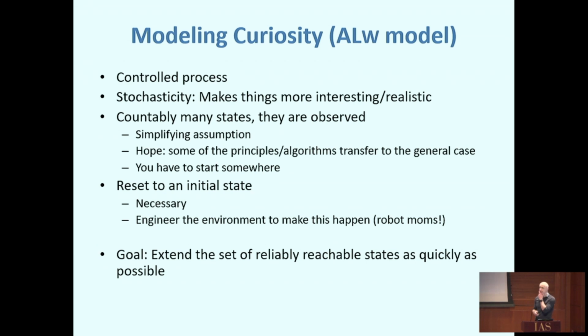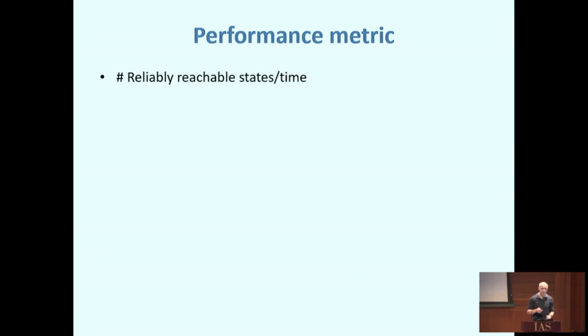All right. And so what's the goal? So you can formalize the goal of a curious agent living in this controlled Markov process as the goal of discovering the set of reachable states. And if it's doing its job well, then it should be doing this discovery process as quickly as possible. All right. So what's the performance metric? This is a bit complicated. So at the high level, you want to maximize the number of reliably reachable states per time step.